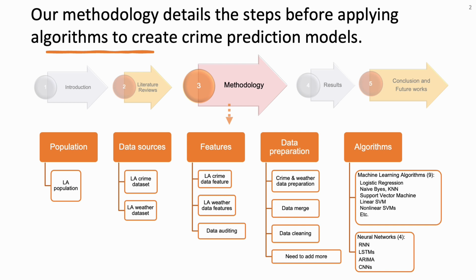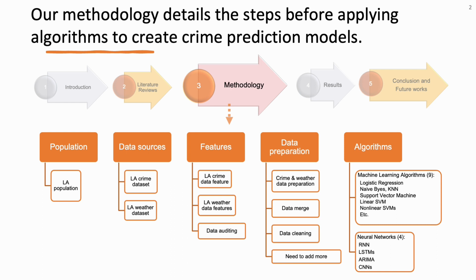In our overview of the first two chapters, we examine the urgent need for proactive, data-driven policing in Los Angeles against rising crime rates. We reviewed over 40 references from 1990 to 2024 for our literature review.